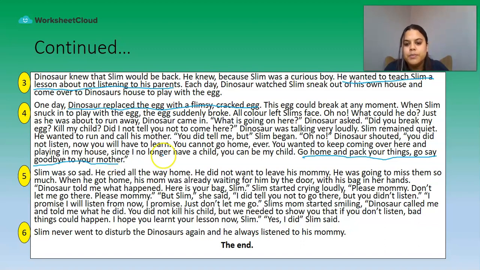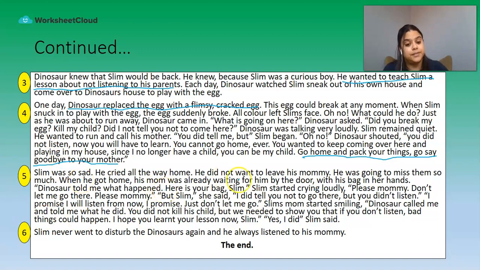When Slim got home, his mommy was already packed, okay? She already packed him up. Said, okay, you don't listen, you need to go now. Slim was so sad, he cried all the way home. He did not want to leave his mommy. He was going to miss them so much. When he got home, his mom was already waiting for him by the door with his bag in her hands.